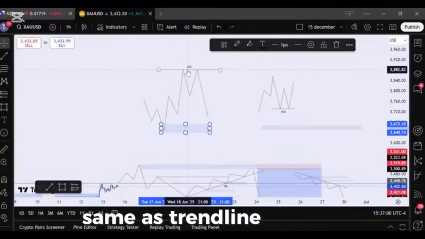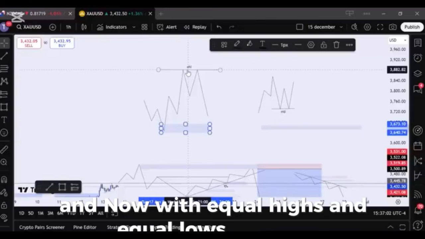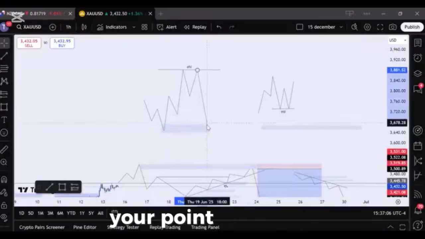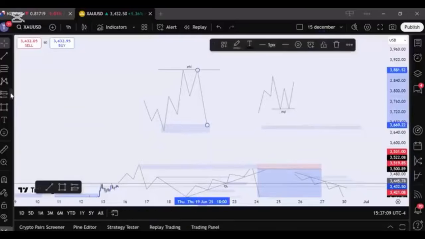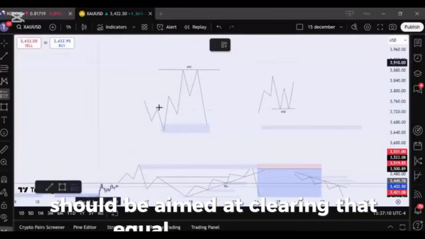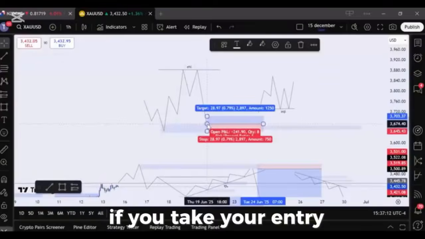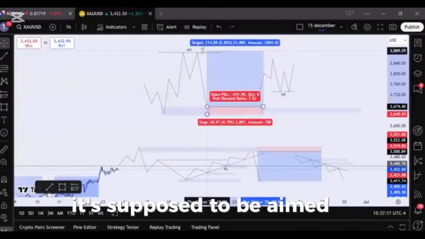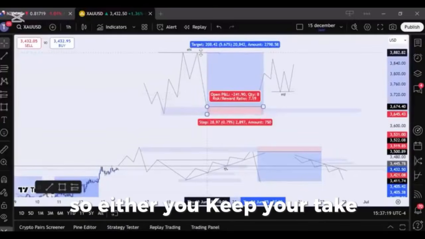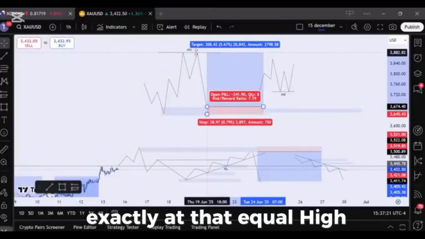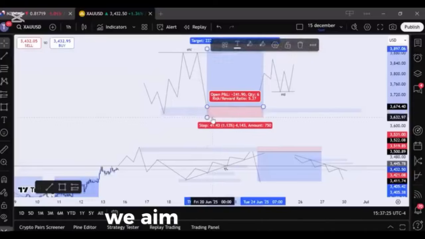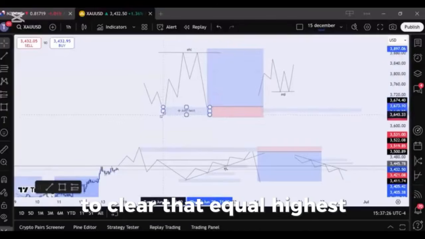Same as trendline liquidity, and now with equal highs and equal lows liquidity. So what it means is that eventually, if market should come and trigger this point of interest, your take profit level should be aimed at clearing that equal highs liquidity. Which means if you take your entry from where you're supposed to, the take profit level is supposed to be aimed at clearing this liquidity. So either you keep your take profit level exactly at that equal high, or you put it slightly above it. But markets will aim at going there to clear that equal highs liquidity.